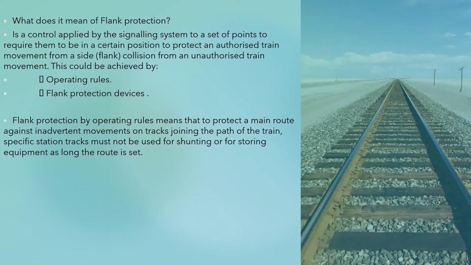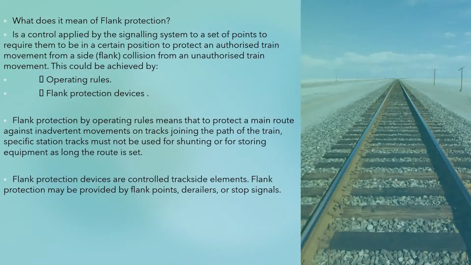Flank protection by operating rules means that to protect a main route against inadvertent movements on tracks joining the path of the train, specific station tracks must not be used for shunting or for storing equipment as long as the route is set.